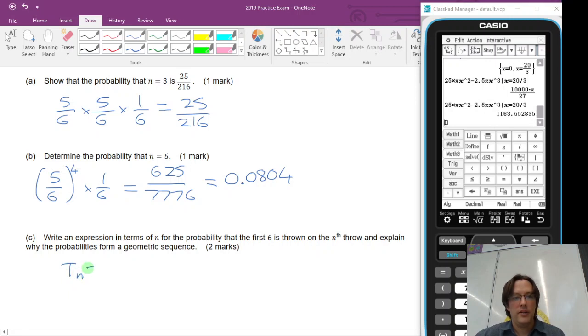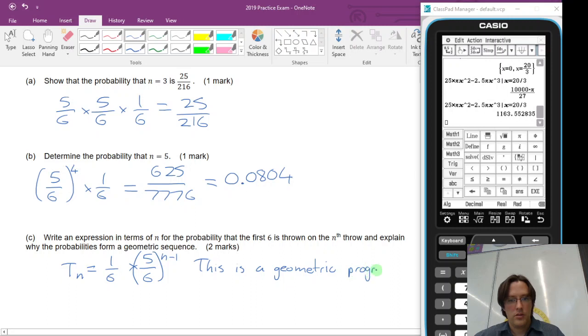So Tn is going to be 1 over 6 times 5 over 6 to the power of n minus 1. And basically this is a geometric progression where a equals 1 over 6 and our ratio is 5 over 6. Here we are. So yeah, that's our answer there.